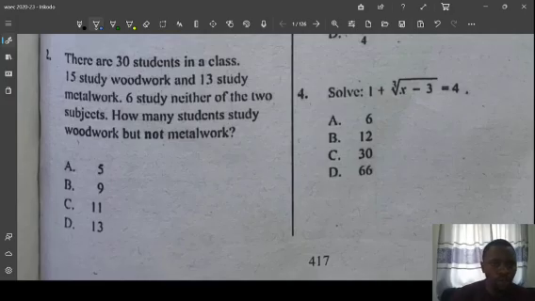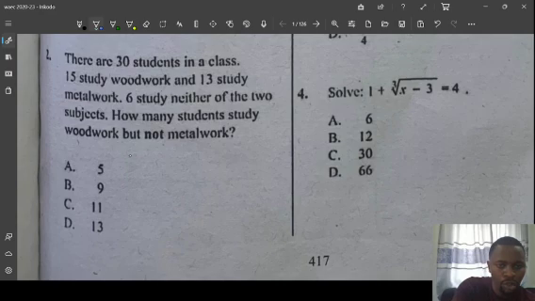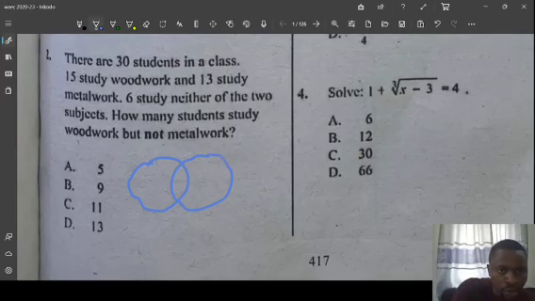Hi guys, so this is question number 2, and it says there are 30 students in a class. 15 study woodwork and 13 study metalwork. 6 study neither of the two subjects. How many students study woodwork but not metalwork? So this question is going to make us draw a Venn diagram. Since there are two things being compared, I'm going to draw 2 circles. I'll let the first circle stand for woodwork, and this one is going to stand for metalwork. Now this universal set, everything inside here is the total number of students in the class, which we are told is 30. So I'm just going to write it outside here.